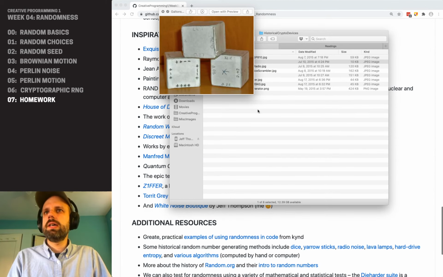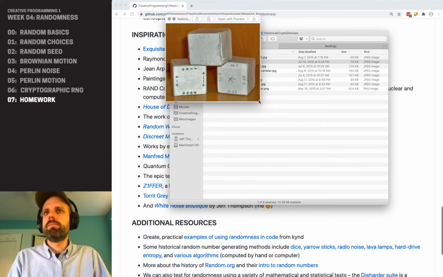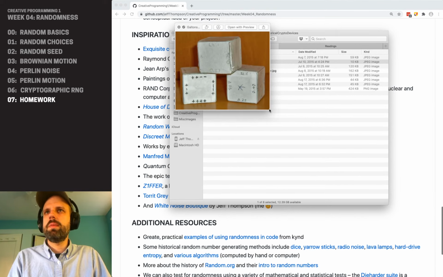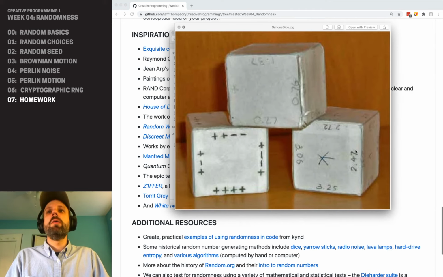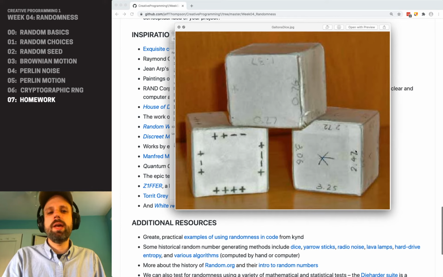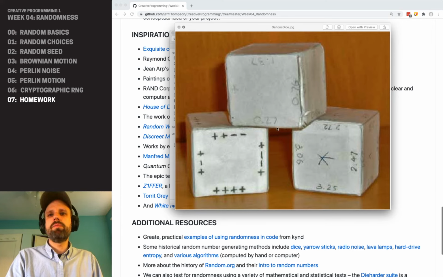These are dice developed by Galton. Let's see, is it going to let me make it bigger? Yes, okay. So Galton was an early pioneer in probability and thinking about how populations evolve and things like that. So these are dice that he had designed and made. These are the original dice. This is like late 1800s for creating random numbers.